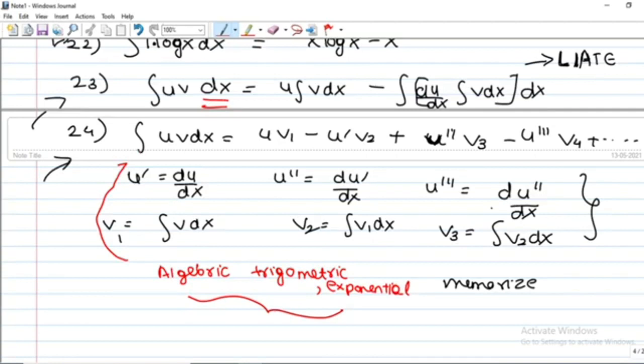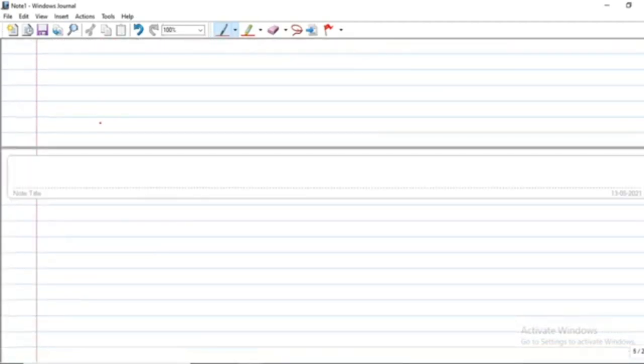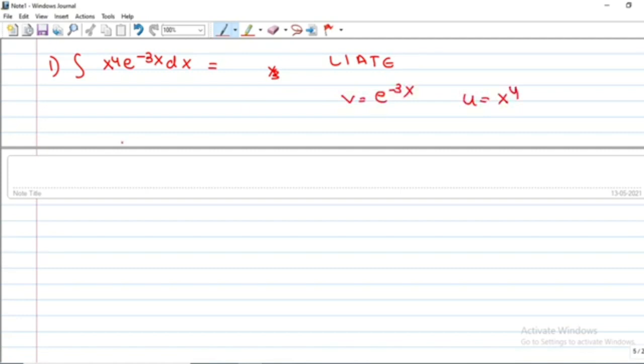So let's take one question. The question is, integral of x power 4 e power minus 3x dx. Here you can make out using LIATE that algebraic is x power 4 and exponential is last, so you can make out what is v. V is the exponential one, v is nothing but e power minus 3x and u is nothing but x power 4. So I will apply this direct formula: x power 4 integration of e power minus 3x dx, then minus x power 4 du by dx.